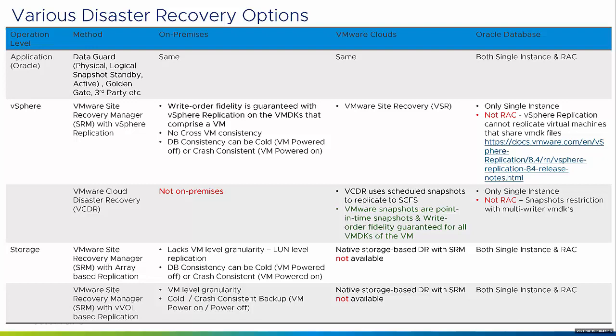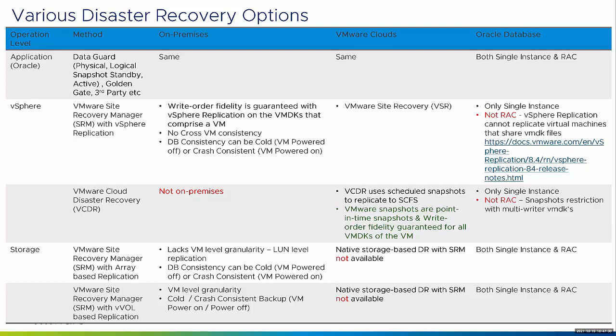Now, there's a bit of a curveball up here. vSphere Replication cannot replicate virtual machines that share VMDKs. So if you have any configuration that has the multi-writer flag, that is disallowed as of this point in time. It is not supported. So for Oracle RAC, we cannot use SRM with vSphere Replication. But yes, absolutely, you could do that for single instance.